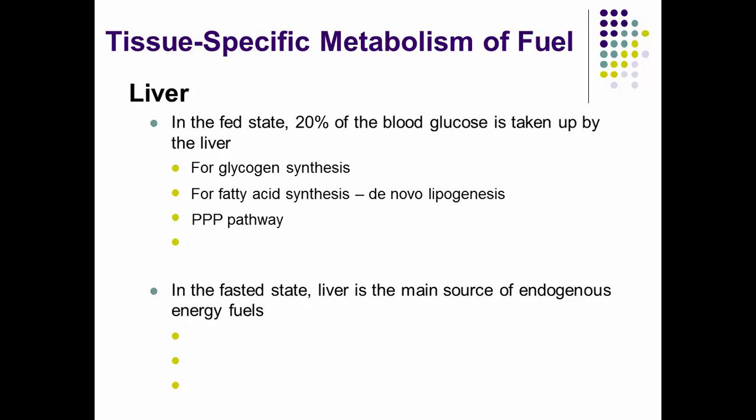And glucose can also be used for the pentose phosphate pathway, and stored as glycogen and fatty acids, like skeletal muscle.